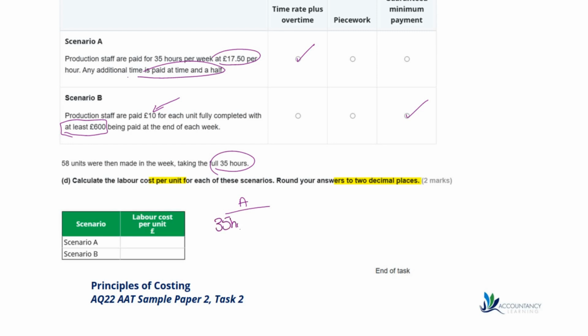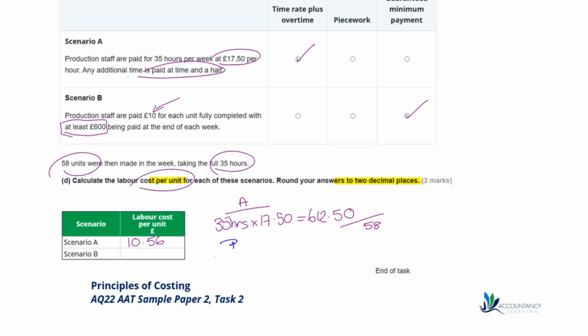So we're going to have 35 hours and we're going to multiply it by the £17.50 per hour to give us a total cost of £612.50. So this is for a total of 58 units. But we're asked for the cost per unit. So we then need to divide that by 58 to get our per unit cost, which to 2 decimal places is £10.56.